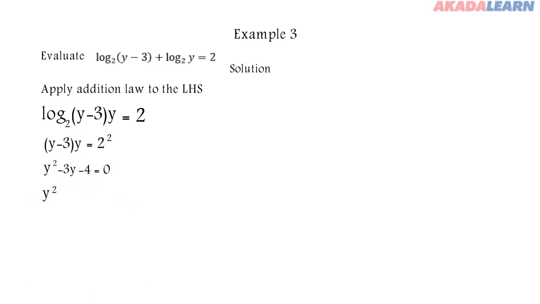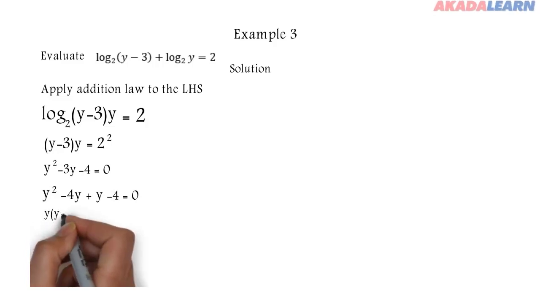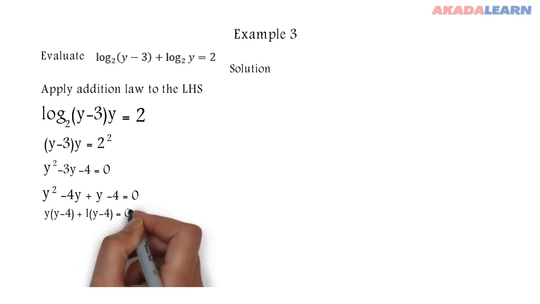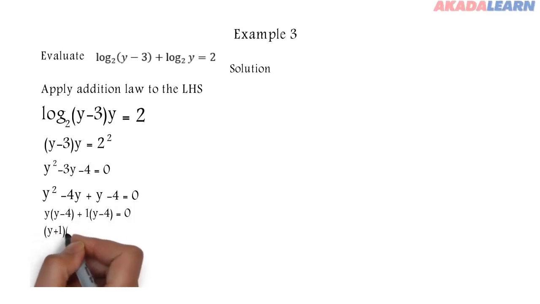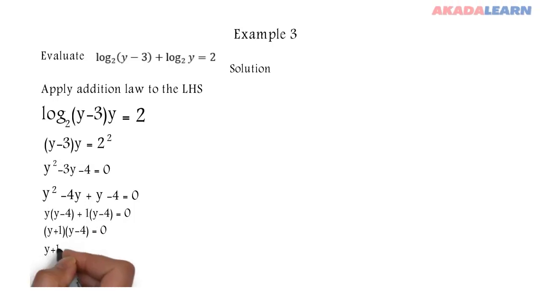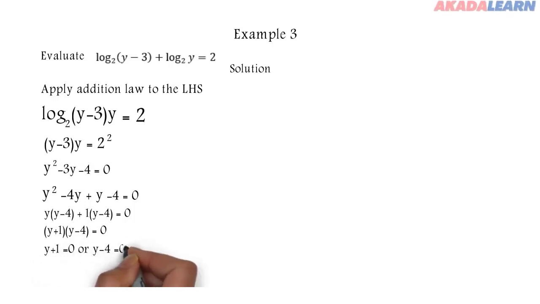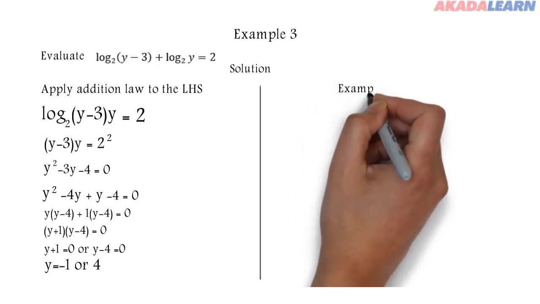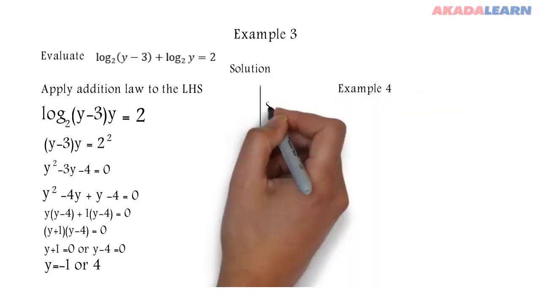Factorizing that particular quadratic equation, we are going to have y (y minus 4) plus 1 (y minus 4) is equal to 0. So y minus 4 is common, we pick it and we pick the other two numbers outside the bracket. So it means that y plus 1 is equal to 0 or y minus 4 is equal to 0. So y is equal to minus 1 or 4. Okay, I think that should not be an issue. So let's proceed now to example 4.